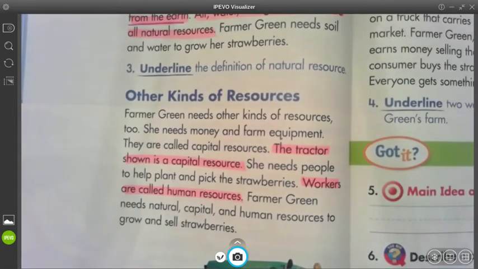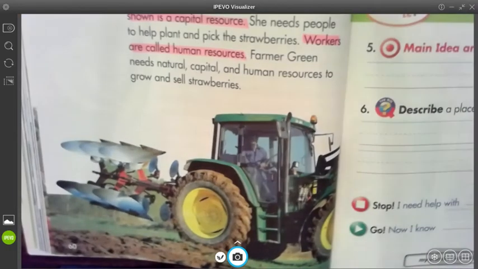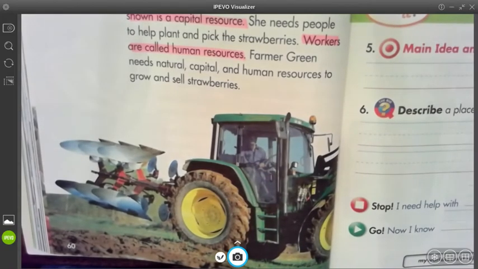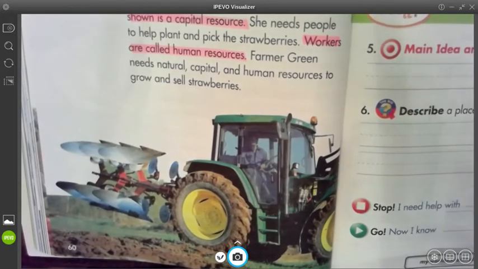So for Farmer Green to be able to grow strawberries and be able to sell them, she needs all three of these. So obviously she needs the natural resources. To grow plants, you need the air, the water, the sunlight, and the soil. She needs all of that. She also needs capital resources, which is like the money and the farm equipment. So if you don't have money, you wouldn't be able to buy the things to farm. And obviously if you're growing lots of plants, you need tools for that. So here's a picture of a tractor and things that work on the soil.